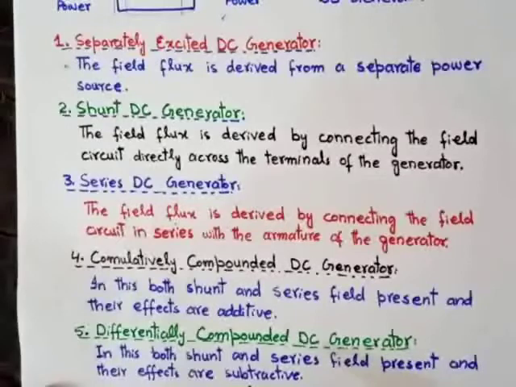It means here the total number of windings is 3. One field winding will be connected in series with the armature winding and the other field winding will be connected in parallel with the armature winding. And their effects, that is series field and shunt field, will be subtracted, or opposing, or cancel out each other. So these are the definitions of the different types of the DC generator.